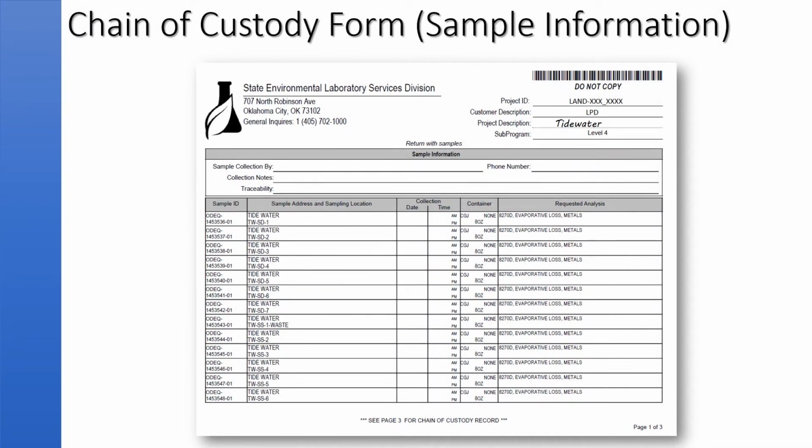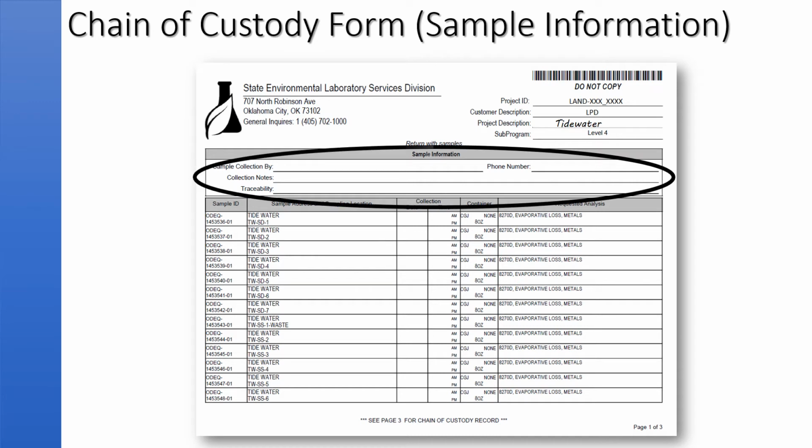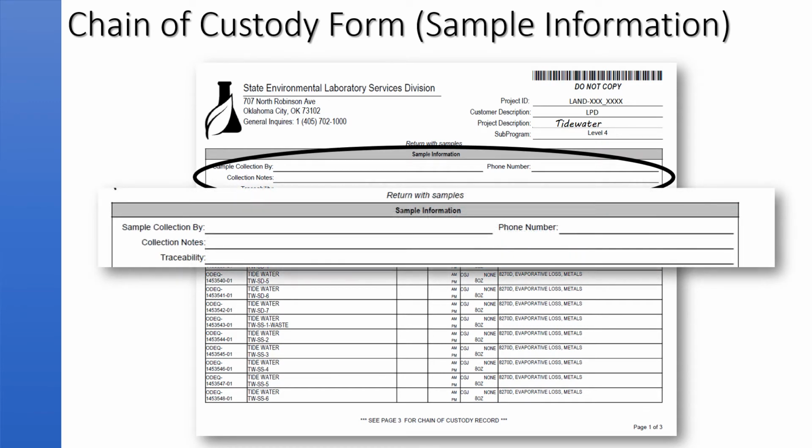Next, in the sample information box on top of the sample rows, fill out the collector's name or initials in the sample collection by area. Add a current contact phone number for the collector in case there are any questions about the samples or any missing information on the form. If you have any special collection notes about your samples, please write them in the collection notes area. If you have an EMS complaint number, write that number in the collection notes.